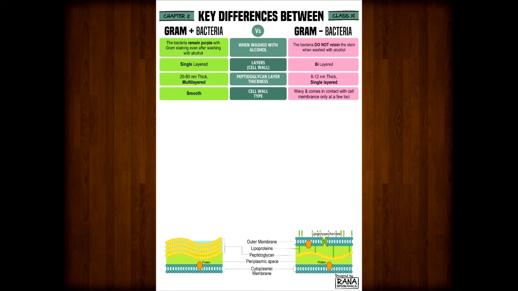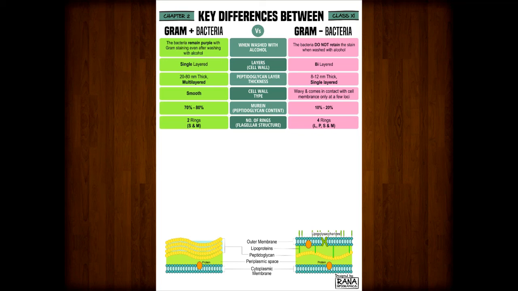Gram-positive bacteria have a smooth cell wall, while in gram-negative bacteria, the cell wall is wavy and comes in contact with the cell membrane only at a few loci. Gram-positive bacteria contain 70 to 80% of murein, while gram-negative bacteria contain 10 to 20%. Gram-positive bacteria contain only two flagellar rings, the S and M rings, which are the inner pair, while in gram-negative all four flagellar rings are found, which are L, P, S and M rings.